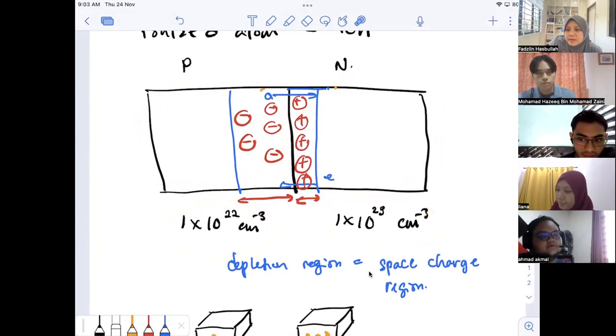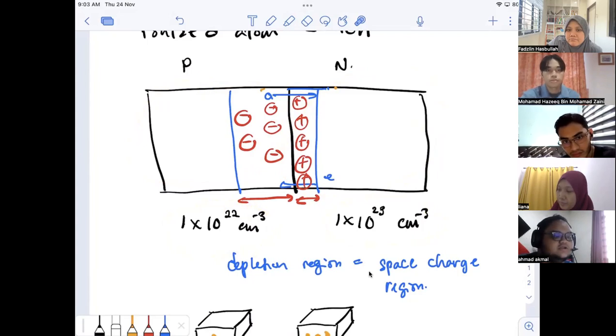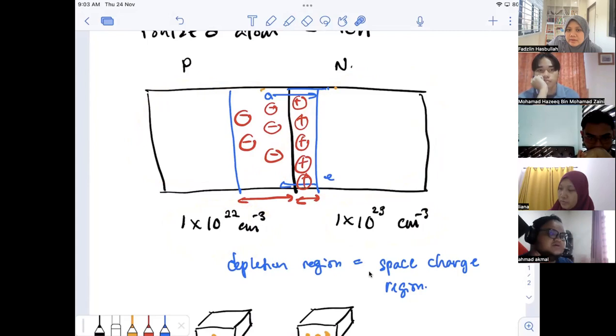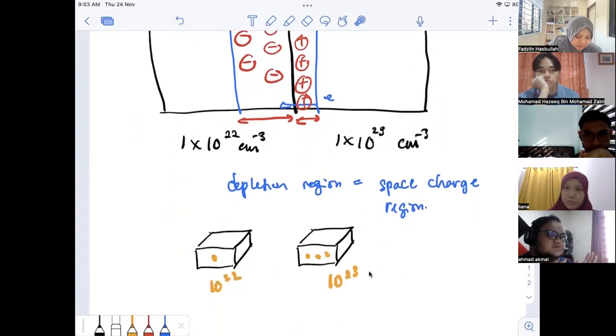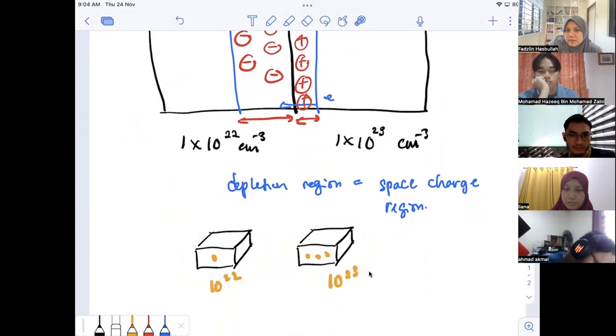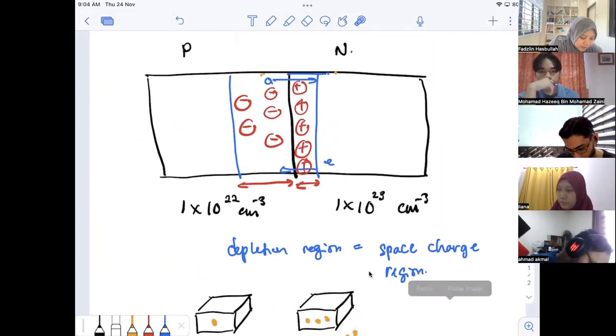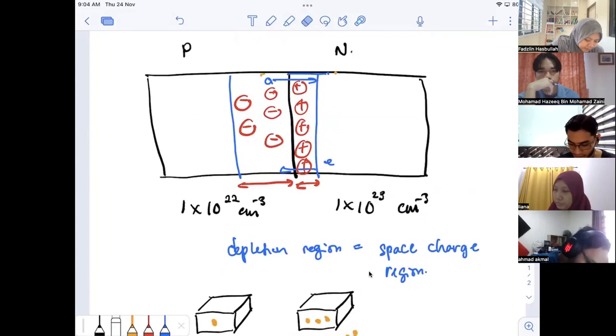Madam, the number of charge is the same on both sides, so what makes the depletion region not the same? This? Oh, the internal one. Okay. Any more questions? No. Okay, just to test your understanding, I will give another one.